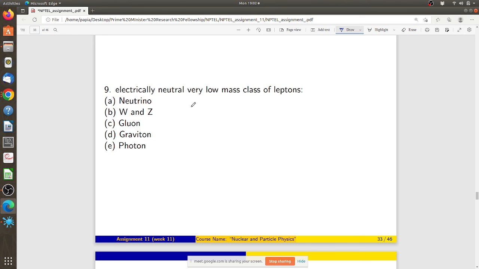Wave B. Okay, wait. Electrically neutral. Very low mass. This question I like very much because I am working on that one. Neutrino, yeah, neutrino.